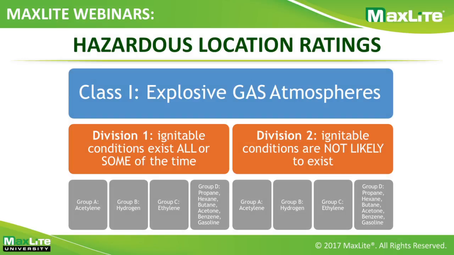Hazardous location ratings in North America are basically broken up into classes, divisions, and groups. Class 1 deals exclusively with explosive gas atmospheres. It's further subdivided into Division 1, which is ignitable conditions exist all or some of the time, and Division 2, which is ignitable conditions are not likely to exist. Then each division is further broken down into groups A, B, C, and D. And each group is basically associated with one type of volatile gas.